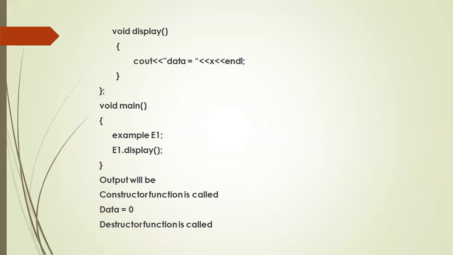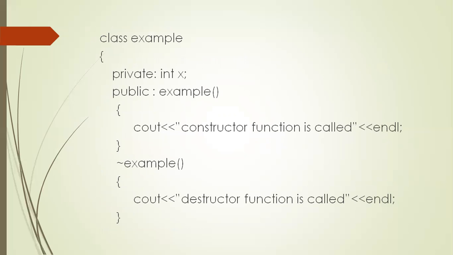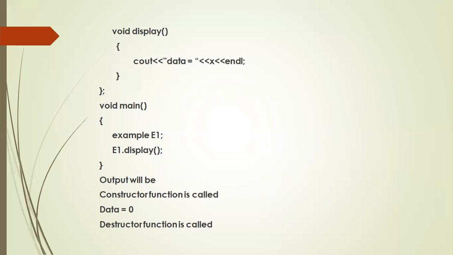The moment the object e1 is created, what is executed? The constructor is executed. So the constructor function is called. That's the reason the output is "constructor function is called". After that, you call the display function, e1 dot display. Go to the display function. Since we are not given any value for x, the x value will be data equal to 0 only.